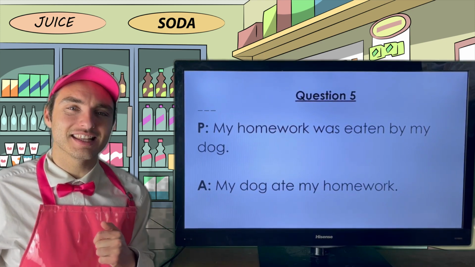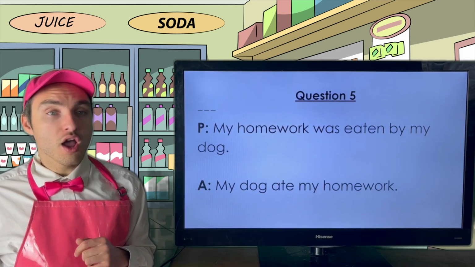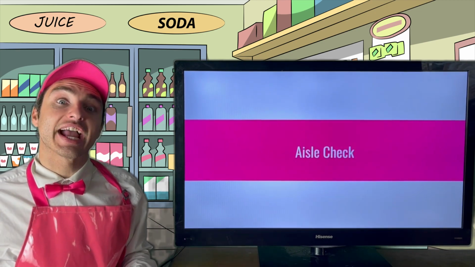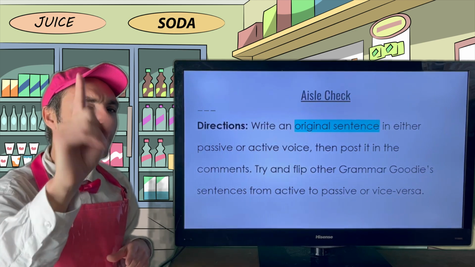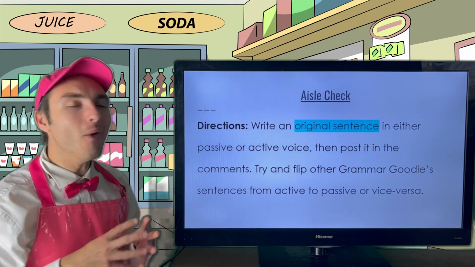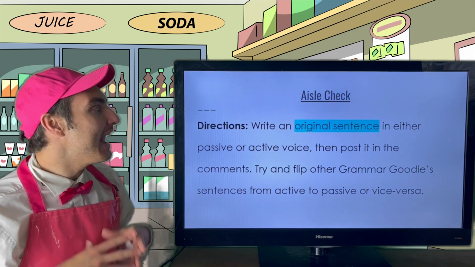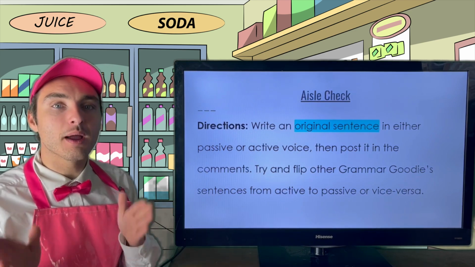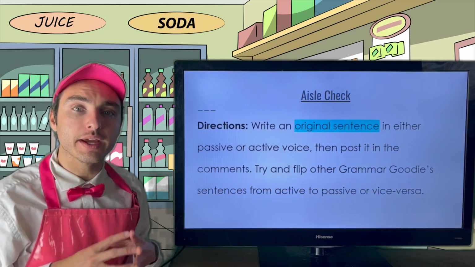So let's put that to the test and do an I'll check. Ha! For this week's I'll check, here's what I want you to do. Go ahead and write an original sentence in either passive or active voice.